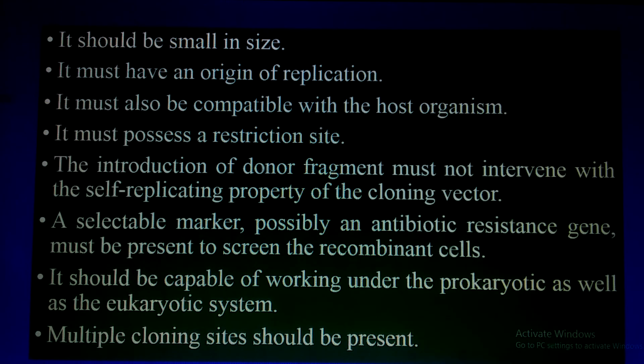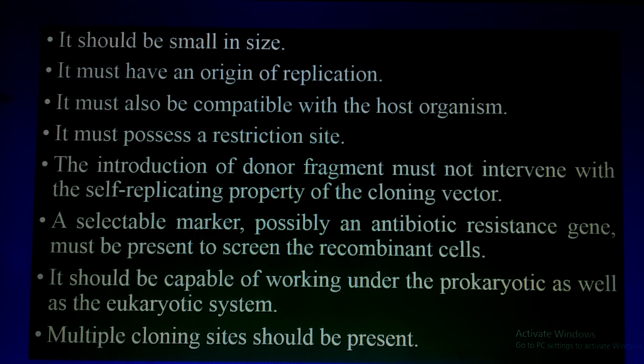A good vector must possess multiple cloning sites. Multiple cloning sites mean the polylinkers. Multiple cloning sites may be up to 25 sites in a cloning vector, less than 25 or up to 25. So multiple cloning sites are also good for a good vector.